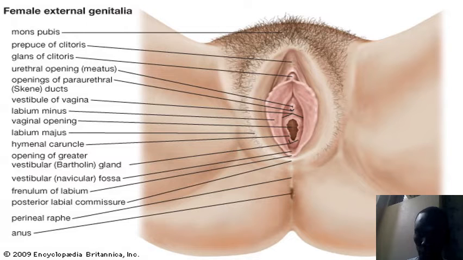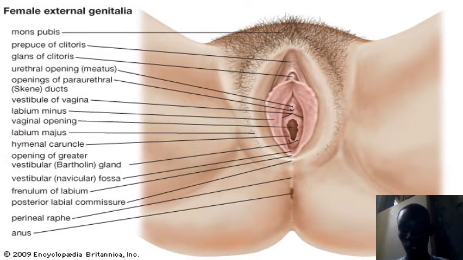And there is a space, an angle between the vaginal orifice and the fourchette. This angle here is called the fossa. It is actually called the fossa navicularis.